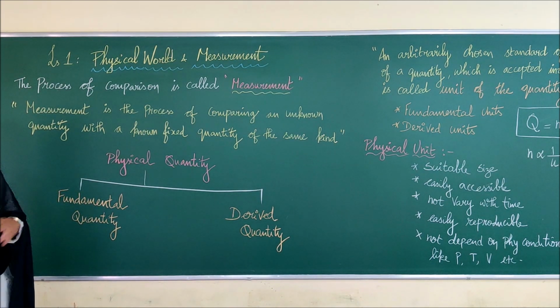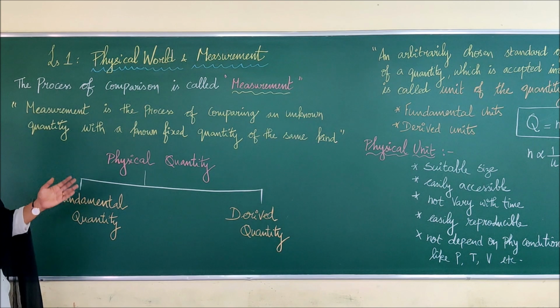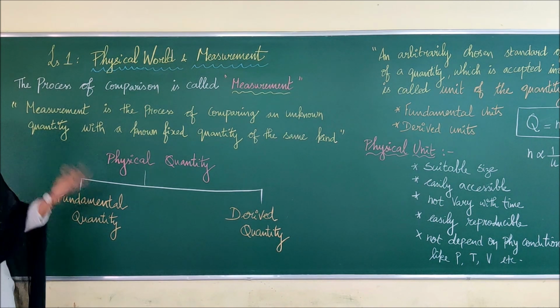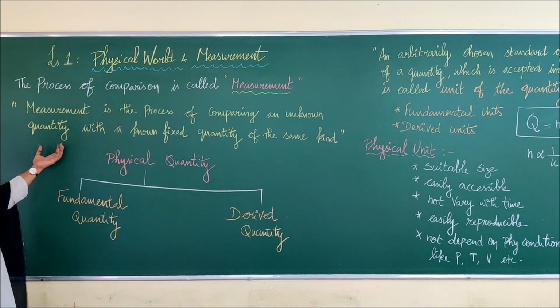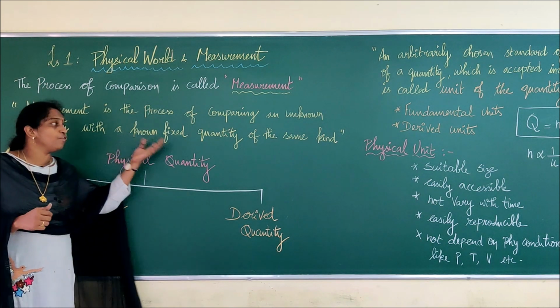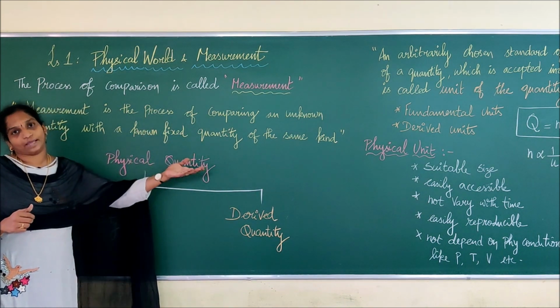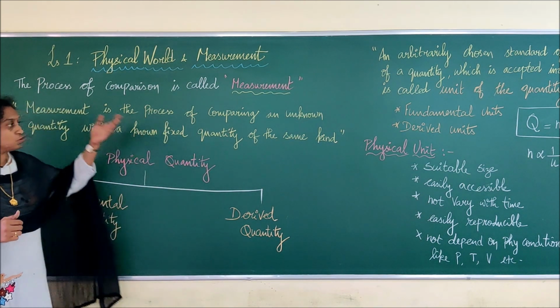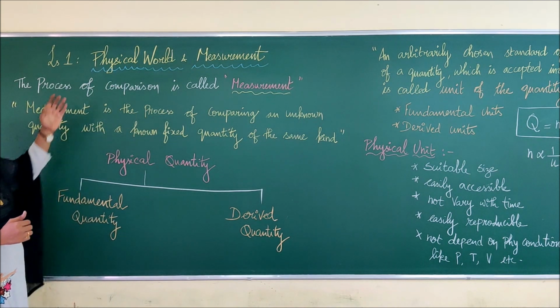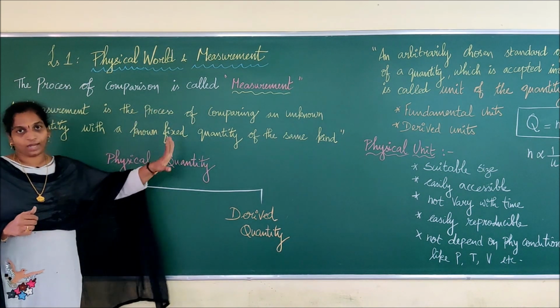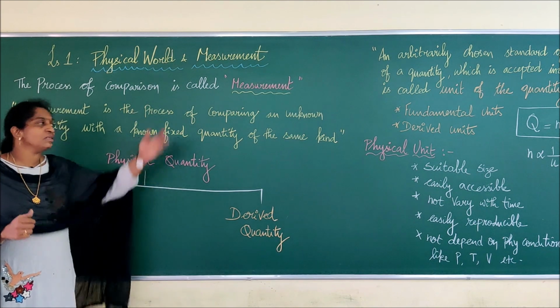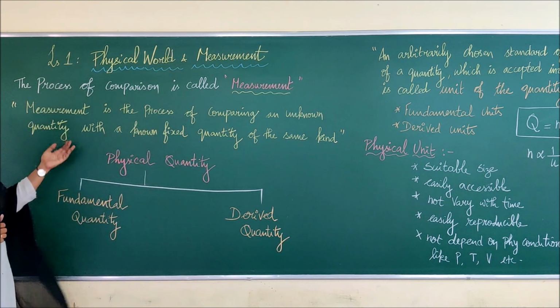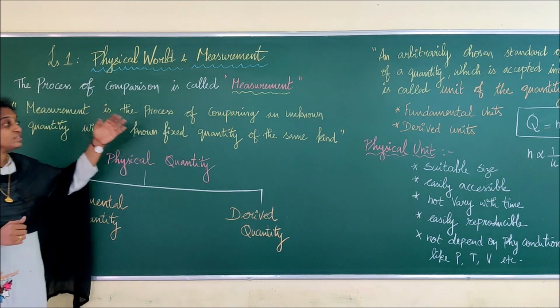As physics, we will define measurement. A measurement is the process of comparing an unknown quantity with a known fixed quantity of the same kind. So it is a process of comparing some unknown quantity with a known fixed quantity of the same kind.